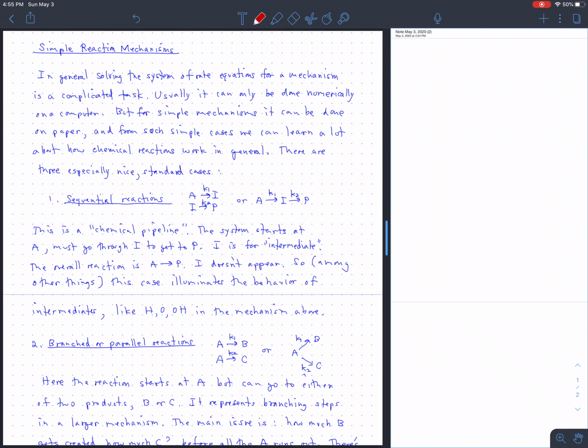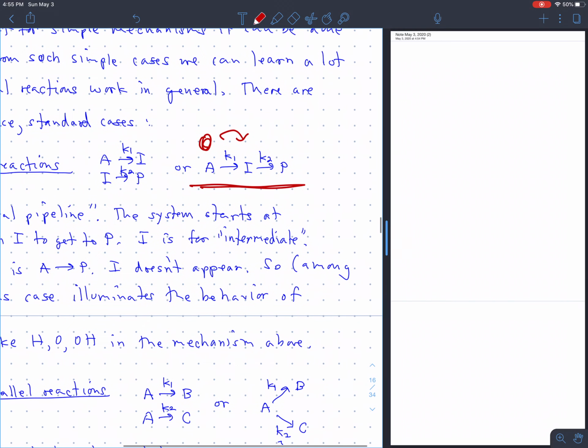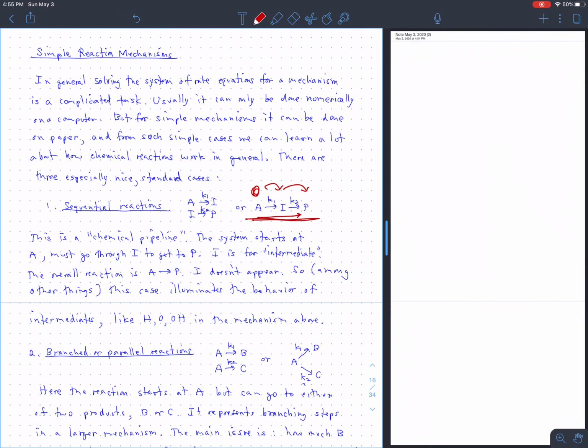The first are sequential mechanisms. These are pipeline mechanisms where, starting from one reactant, we go through some series of intermediates. It only shows one intermediate here, but in general there are several, and it finally ends up at some product, and every step along the way is irreversible. So that will teach us a whole lot of lessons. It's probably the most instructive of all the mechanisms we're going to look at, and we'll see what those are when we get a little bit further down.